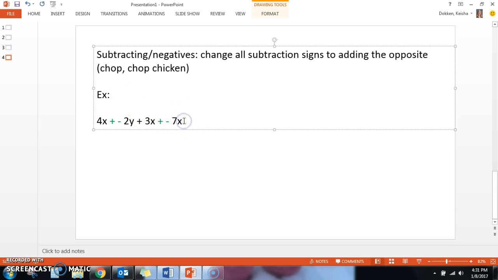So now when you add the like terms, you know that the 2y is negative and the 7x is negative. So if you were to actually combine those like terms, 4x plus 3x plus negative 7x would actually be 0x. And if it's 0x, you don't actually need to write that. It just goes away, essentially. So the negative 2y does not have another like term. So that just becomes our answer, negative 2y.